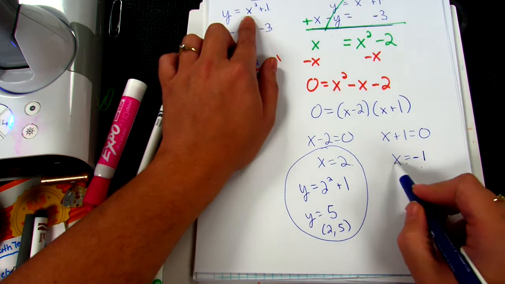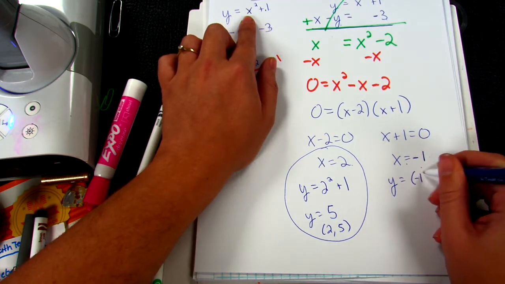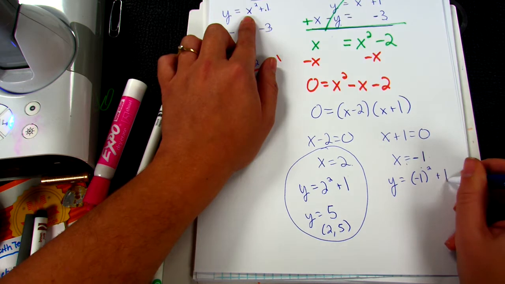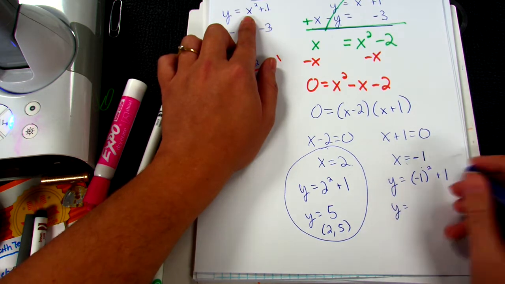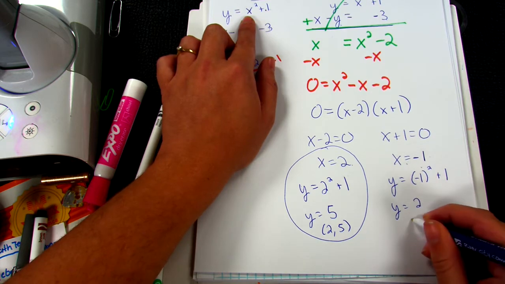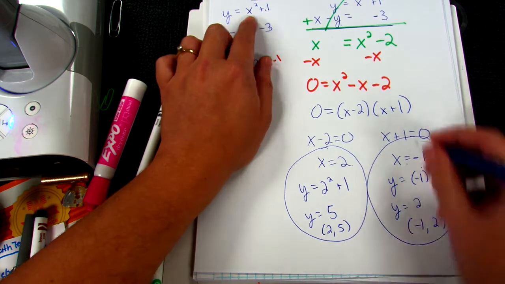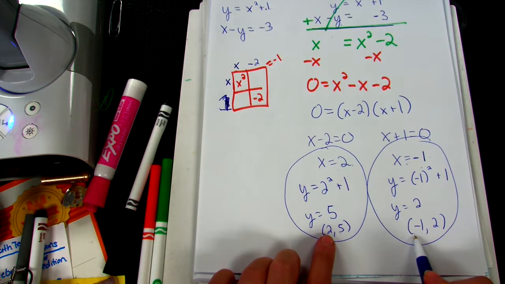Right? Now we do x equals negative 1. So y is equal to negative 1 squared plus 1. Negative 1 squared is positive 1, and 1 plus 1 is 2. So this ordered pair becomes negative 1, comma, 2, this answer. So you get two answers, okay?